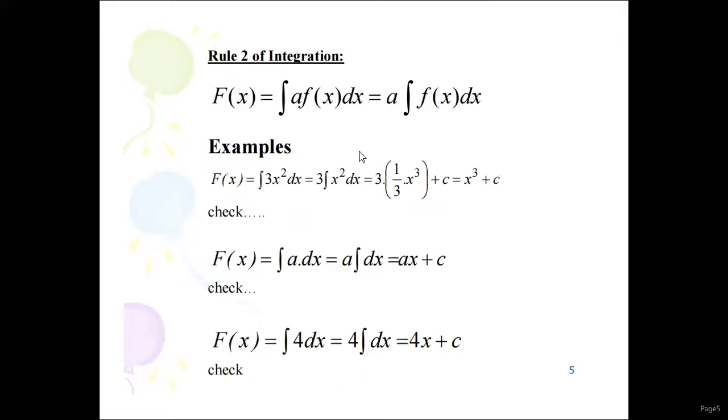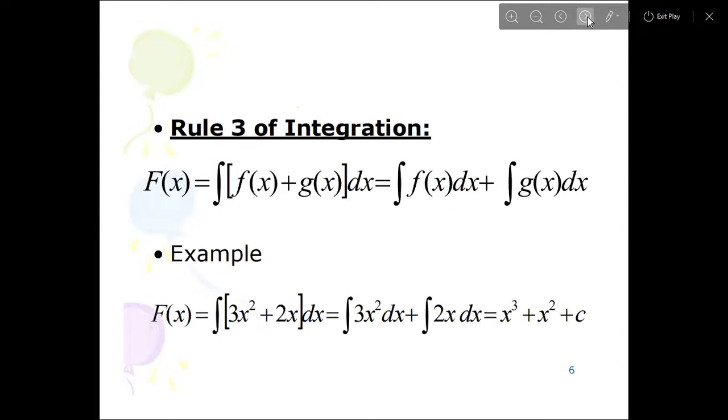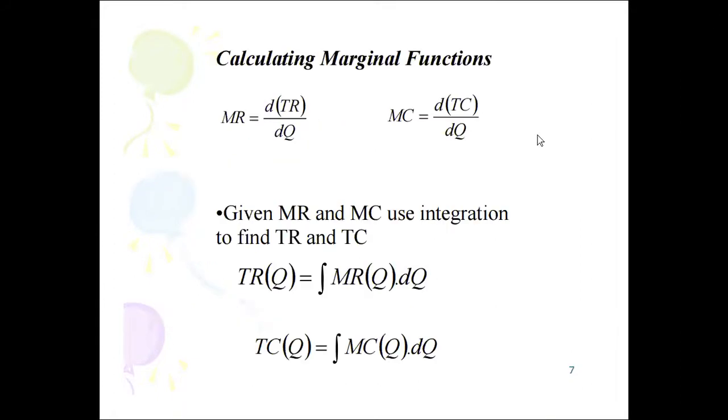Now the constant multiple rule also we can apply: in 3x square, 3 is the constant. So x square in integration will be x cube by 3, and we get x cube plus c. This x cube is the original function. This is another example. And rule 3 is the sum rule. For summation, 3x square plus 2x, individually we can take the integration of each function. Then x square integration will be x cube by 3, the 3s will cancel, and 2x integrates to x square. Easy integration.